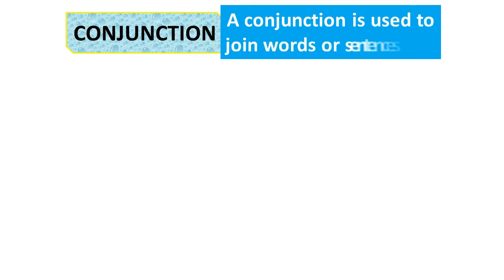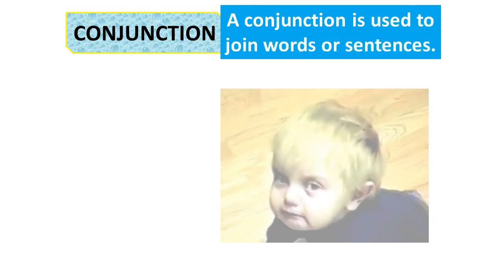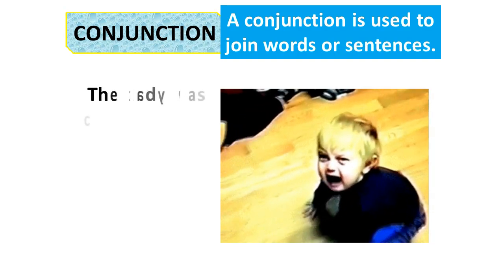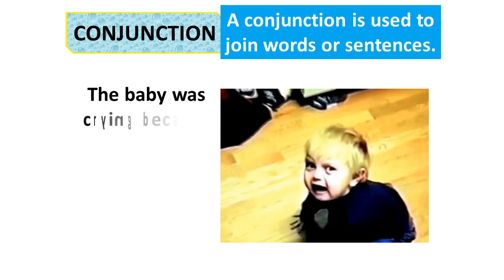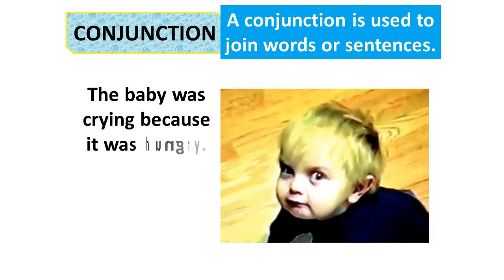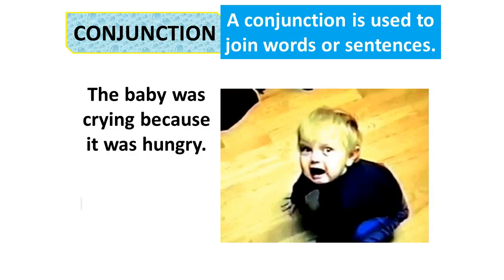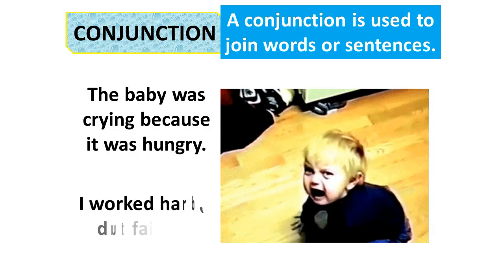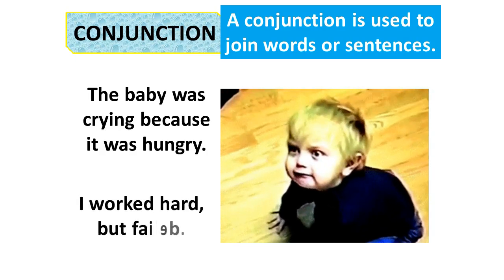Conjunction. A conjunction is used to join words or sentences. The baby was crying because it was hungry. I worked hard but failed.